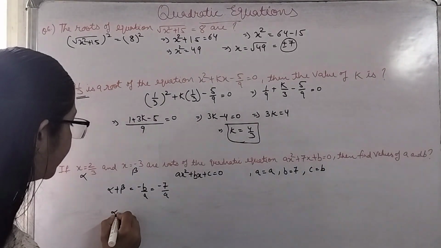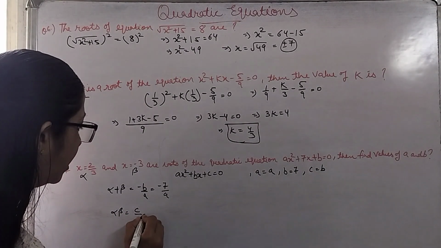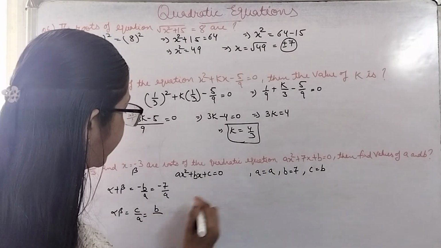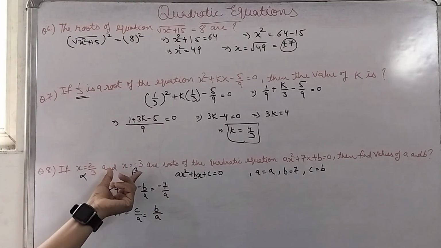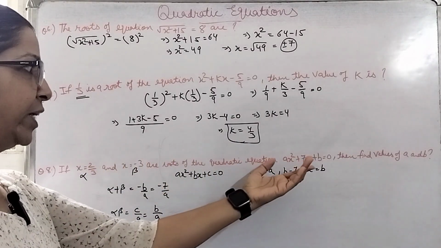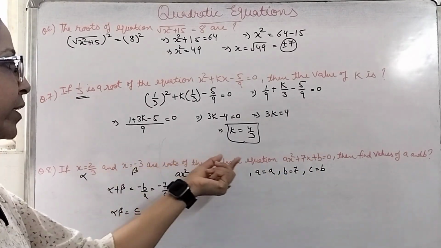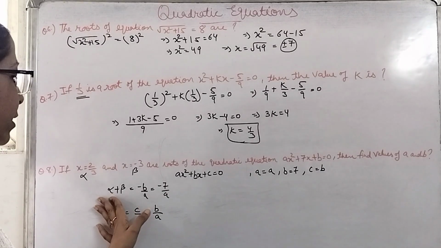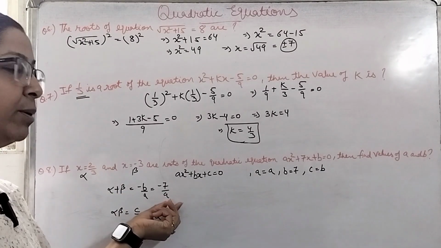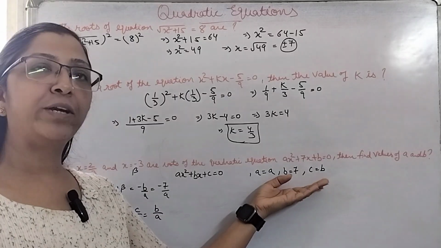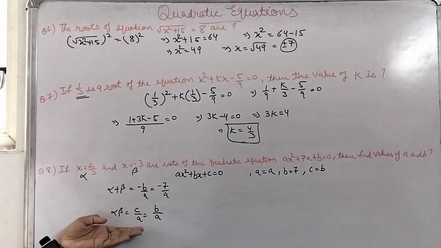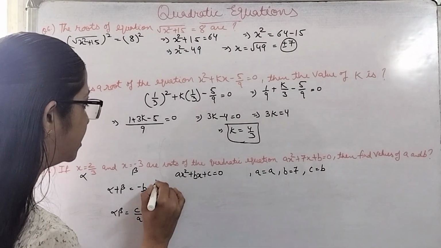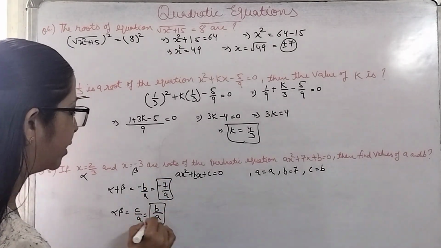And product of the roots will be c by a. And value of c over here is b, and value of a is a. So by the formula, we can find that alpha plus beta, that means sum of the roots, will be minus b by a. We know the values of a, b and c from here, and the product of the roots will be b by a. Now this is the sum of the roots and this is your product of the roots.